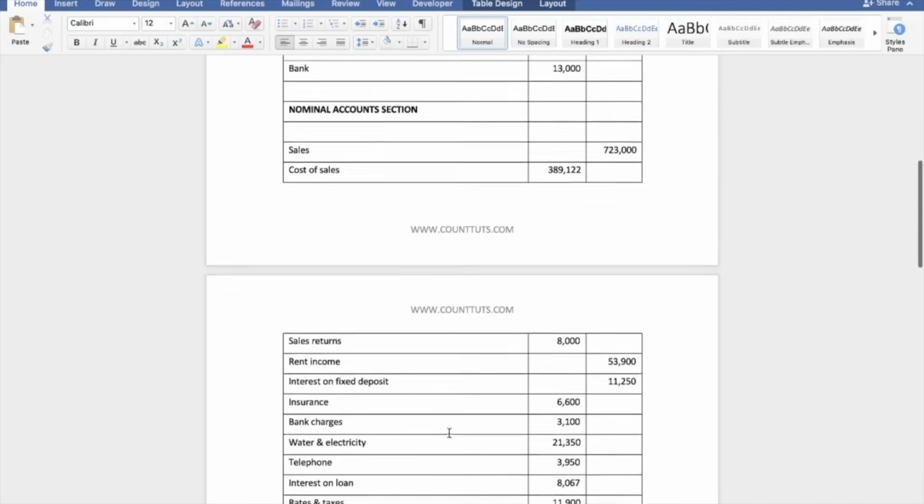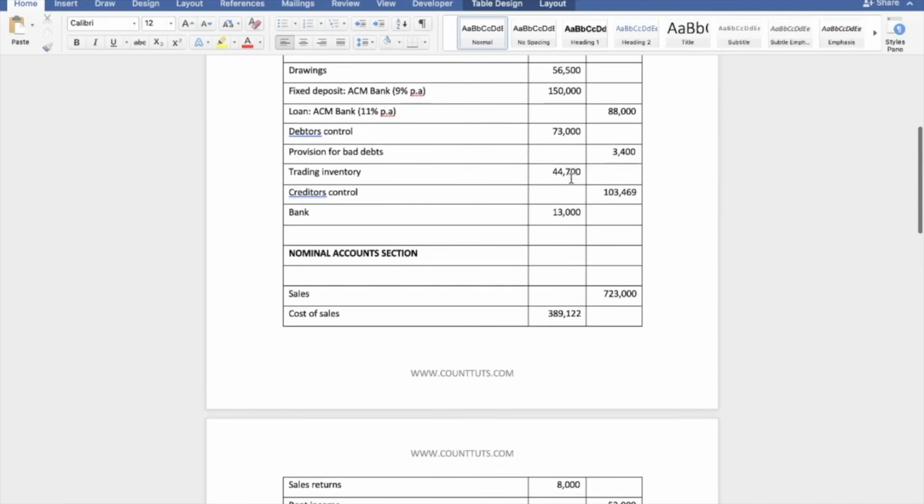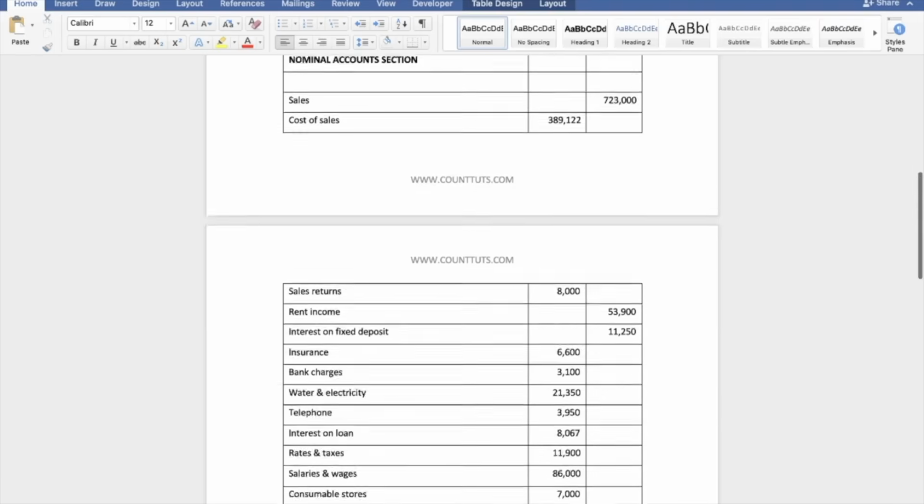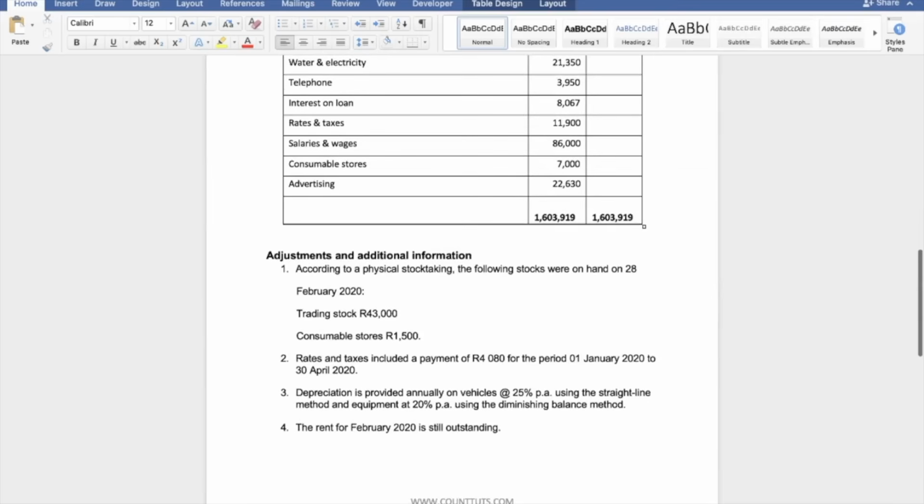But we also have to do an adjustment to our trading inventory up here. So what we need to do first up here is to just correct it from 44,700 to 43,000 Rand, because that's what we got from the physical stock taking. And then what we need to do is to take what it had been initially recorded at, which was 44,700 minus 43,000 Rand, to see what the difference is, or to see by how much we overstated our inventory. And obviously if you take 44,700 Rand minus 43,000, it will give you 1,700 Rand.